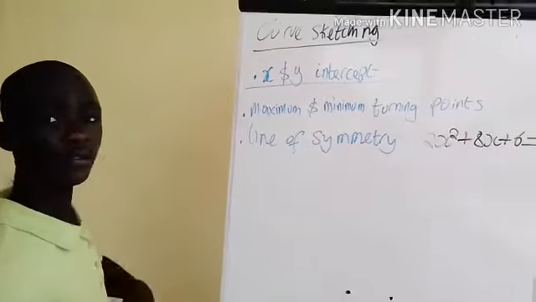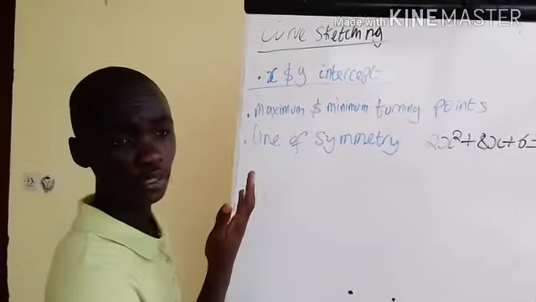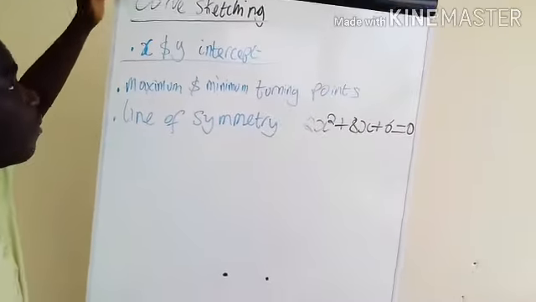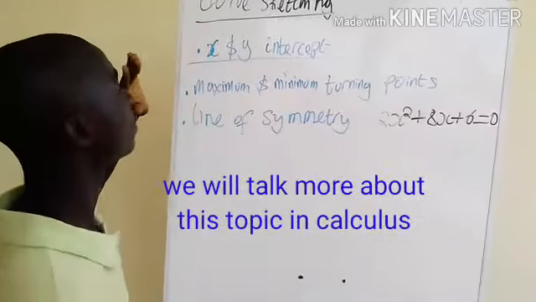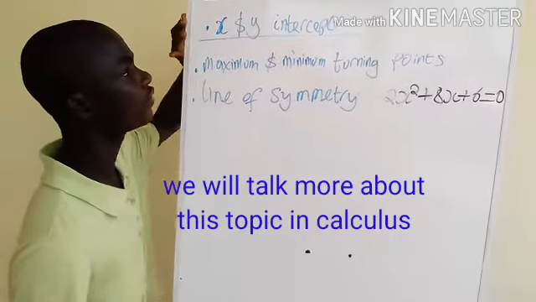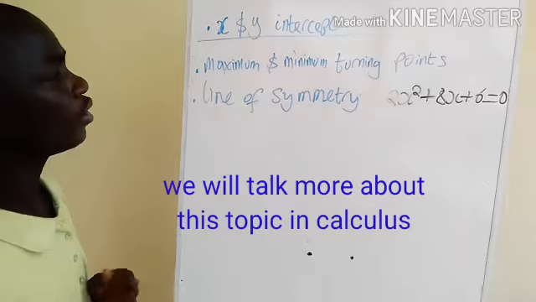But without any further delay, let's jump into today's topic. So we're going to talk about curve sketching. Now for curve sketching quadratics, we have three procedures. First, we find the x and y intercepts. Now, what are the x and y intercepts?